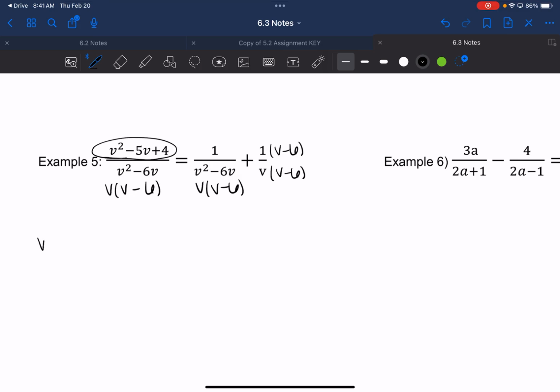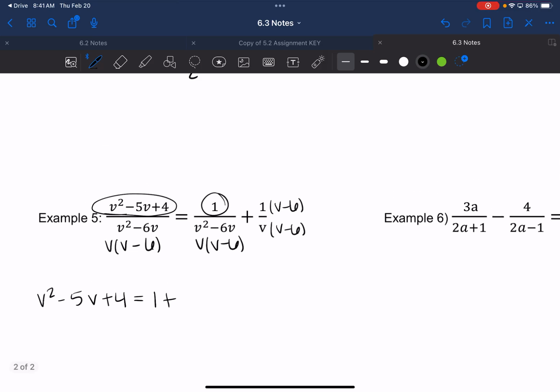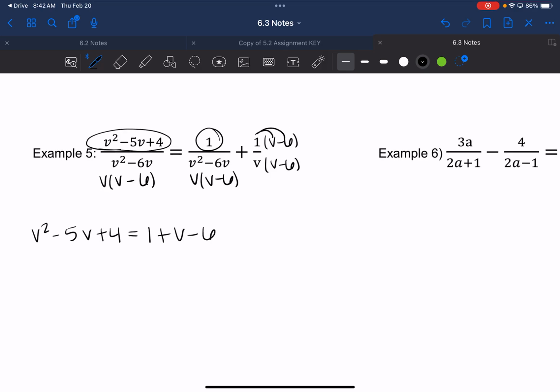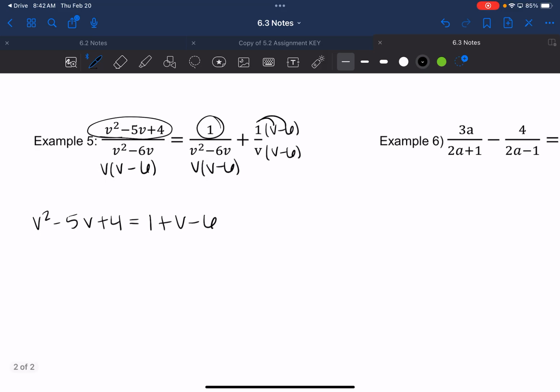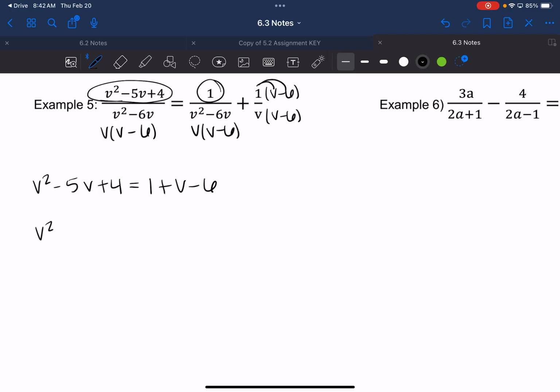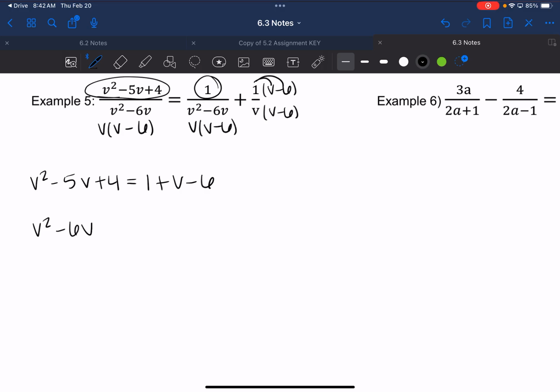So I've got this numerator, v squared minus 5v plus 4 equals, the next numerator was just 1, plus, this one we actually multiplied. So I am going to need to distribute, and I'll get v minus 6, right? So now we're going to need to move everything to one side of the equation. So I'd have v squared. If I move v over, I'd have negative 6v, right?